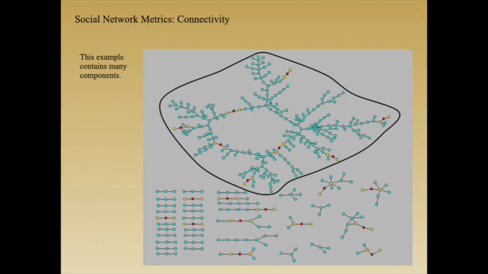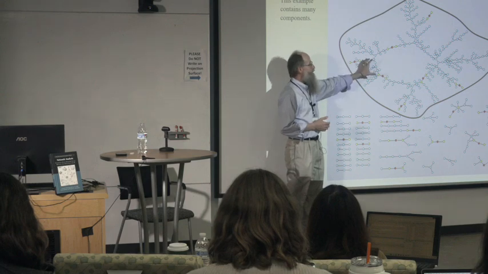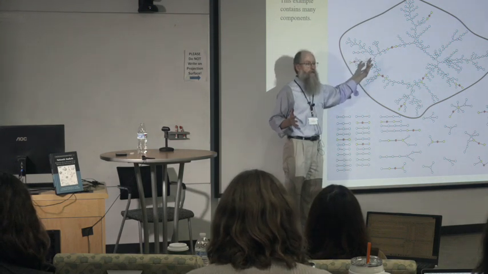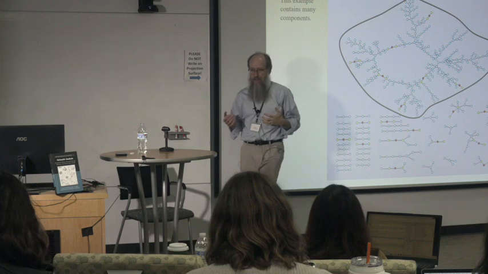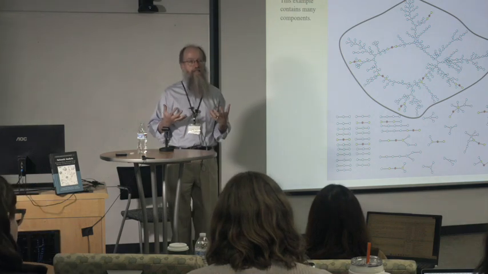A component in a network is the maximal set of nodes for which, if you were to trace all edges going out from any node of the network, you would reach every other node in the set. Another way to think of this is the connected sets in the network.